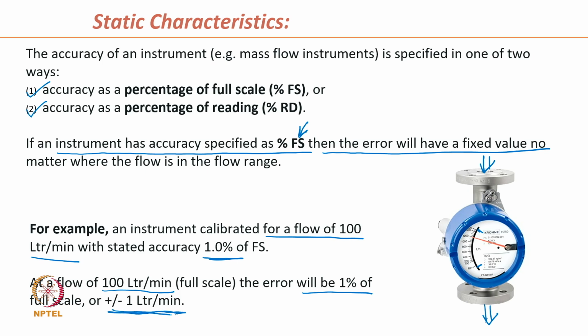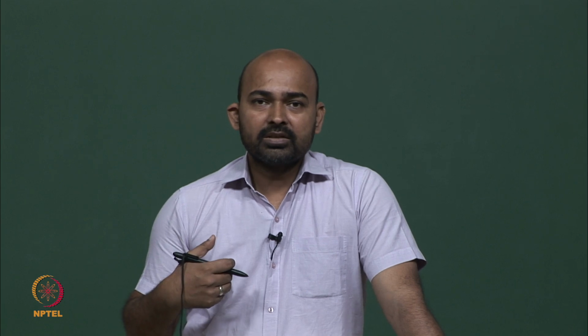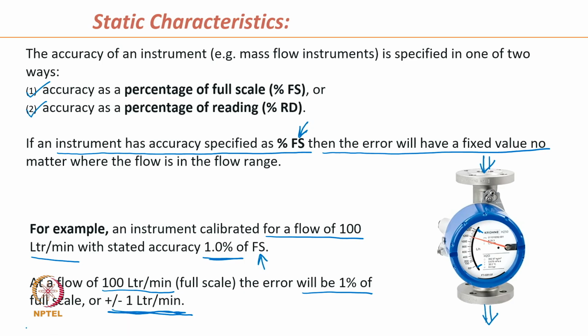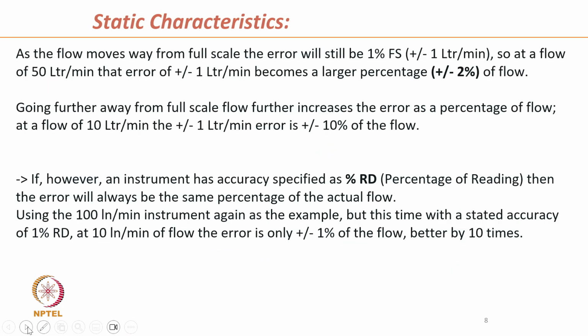So, this error is now fixed because we are expressing this in terms of full scale. No matter now how much liquid is flowing into this sensor, the error is plus minus 1 liter per minute. This is the error which is produced by this flow meter. Now, if instead of 100 liter per minute, my flow is only 50 liter per minute, but the error remains same, 1 liter per minute, how much is the error in percentage now? 1 liter in 50 liter per minute, which is 2%.